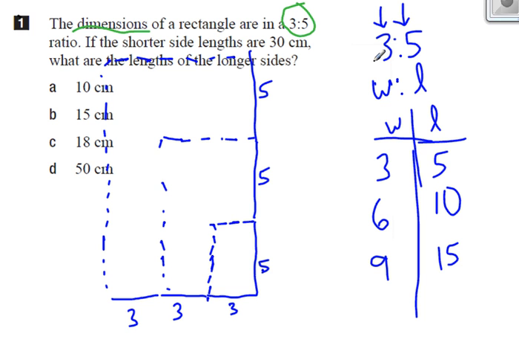Sorry, I don't know why that keeps popping up. So obviously you don't need to draw the picture to do this. All you have to do is continue to build your table where you're adding 3 over here and therefore adding 5 over here. And you could continue to do ratio in this way until you get to your goal. And in this case, our goal is to see 30 under the shorter side. And when you see 30 here, you're going to look over here and that'll be your answer.